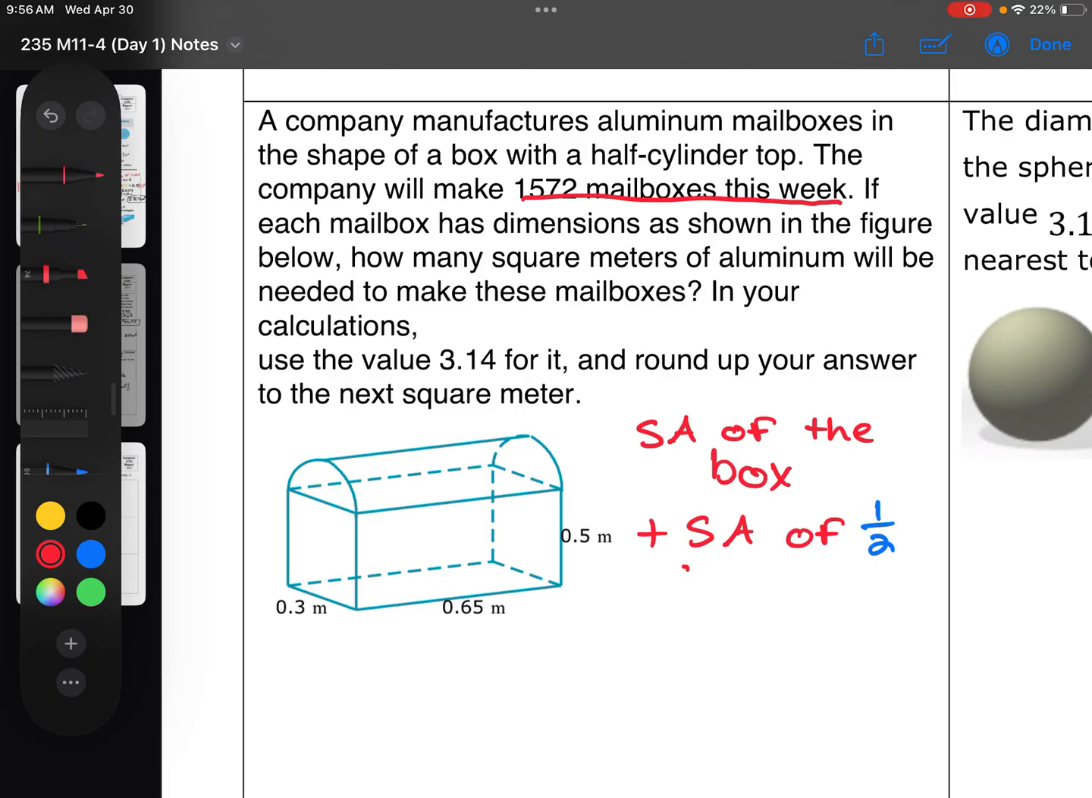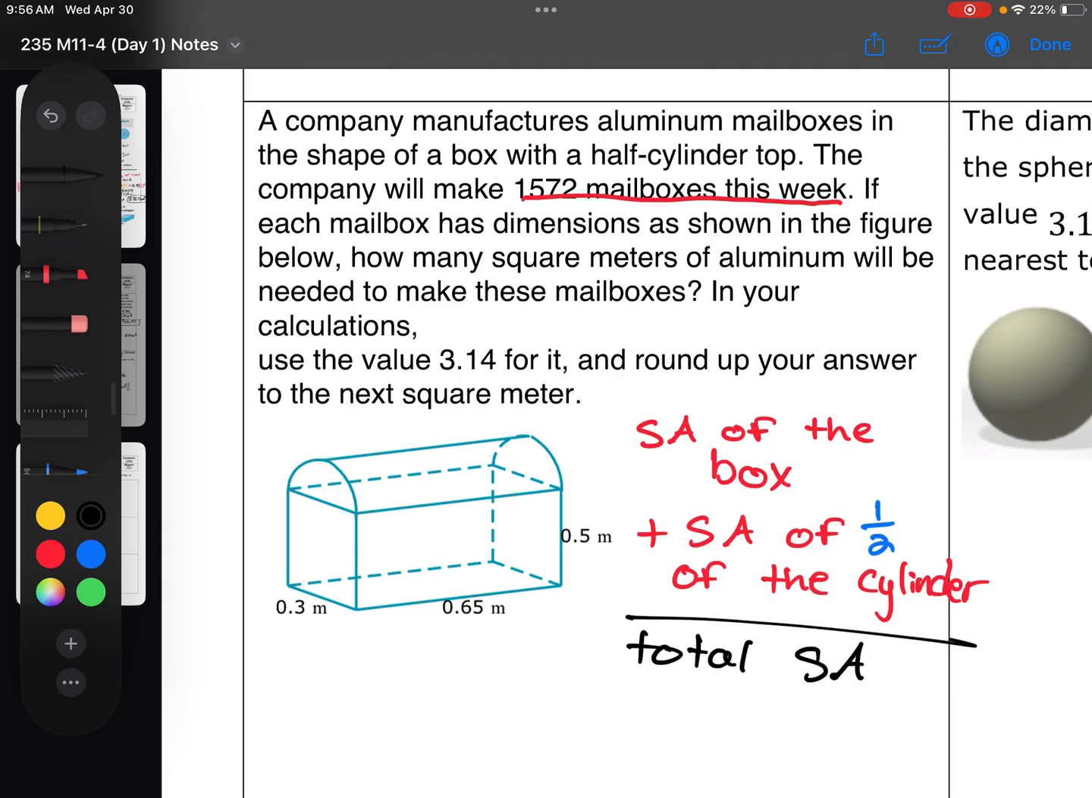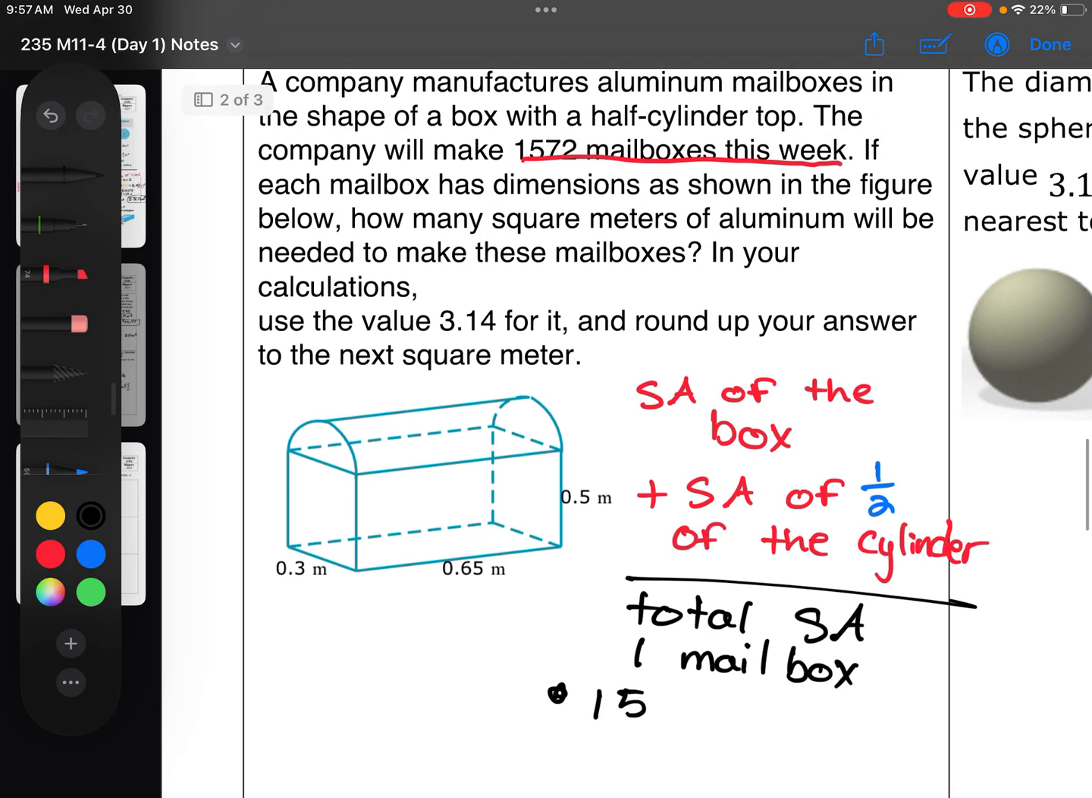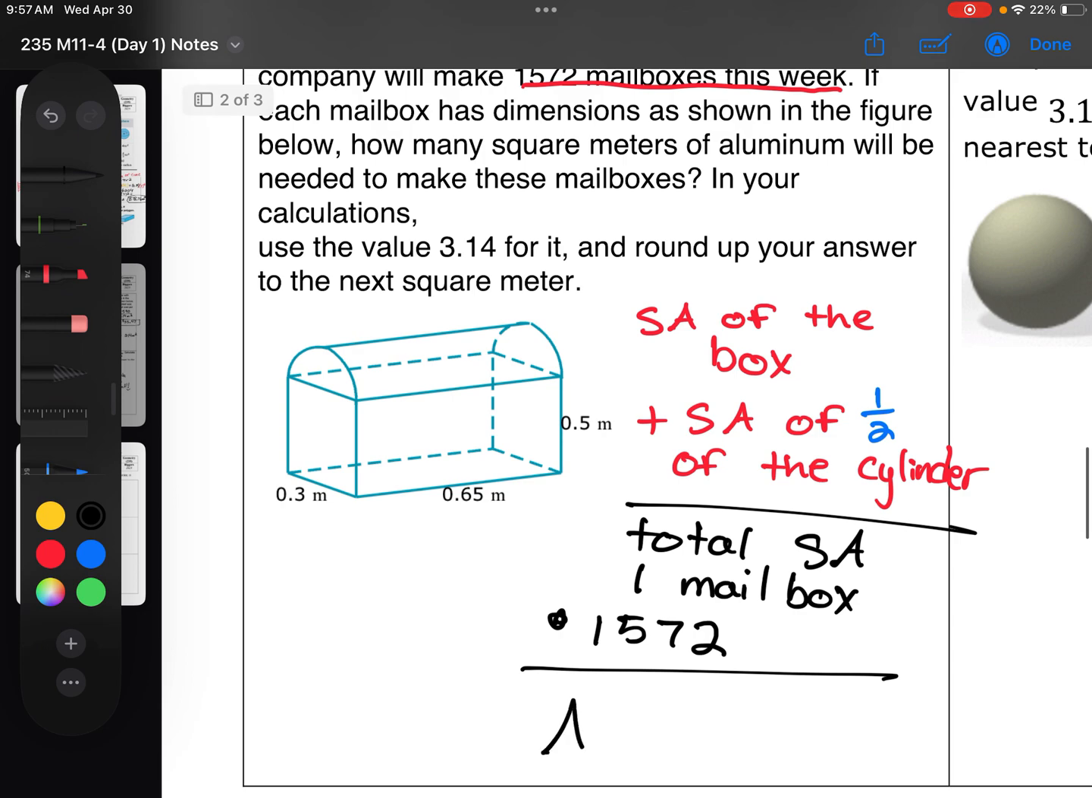1/2 of the cylinder. So you're going to have to take half of the surface area of the cylinder, okay? So this is going to be your total surface area. Once you have that total surface area, you know that they're manufacturing the total of 1,572 mailboxes. So you are going to have to figure out how many square meters of aluminum they're going to need. So this is only one mailbox. They're going to have this many more. So you got to multiply that, and then this would be your answer. So that's how you do those problems.